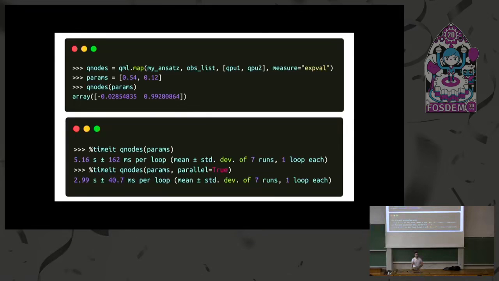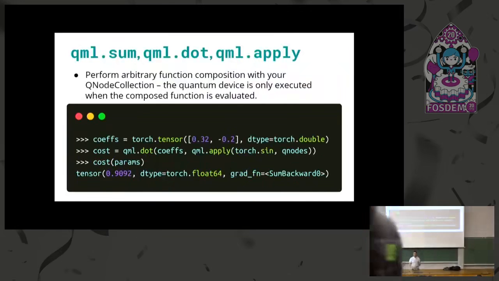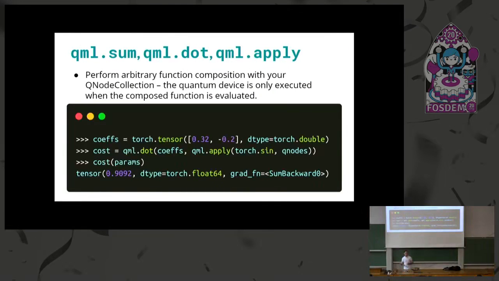So we added this ability to create QNode collections, but we also want them to be easy to use. So we introduced some high-level processing functions that allow you to compose your QNode collections with other classical processing functions from your machine learning libraries. So things like qml.sum, qml.dot, qml.apply. In this very simple 3-line example, I'm using PyTorch in this case, creating a tensor of coefficients. And then you can see in the second line, I've got my QNodes, and I'm just composing them with a whole bunch of different classical processing functions to manipulate the output of these QNodes.